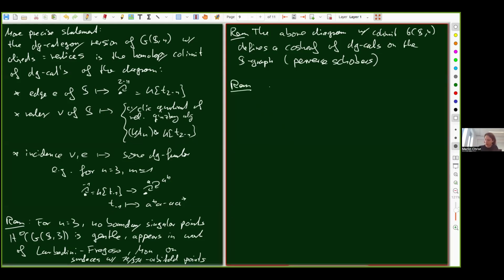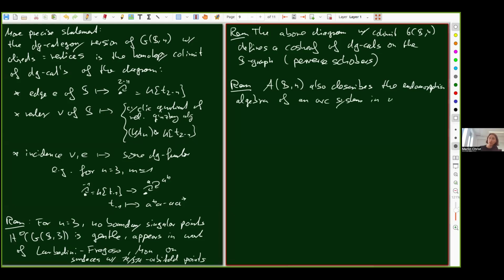And then third remark, there's also an A infinity perspective on this graded Brauer graph algebra. So A_SN also describes the endomorphism algebra. A_SN was the RGB algebra, the endomorphism algebra of an arc system in an A infinity deformation.